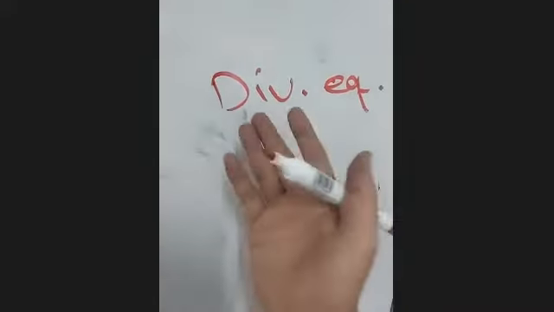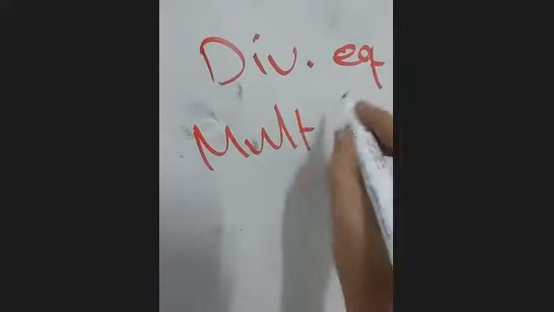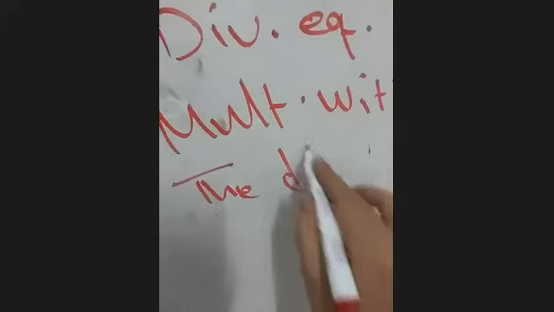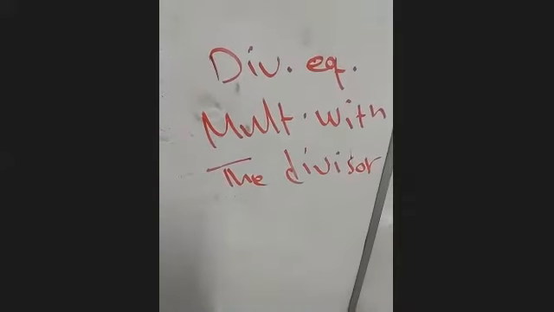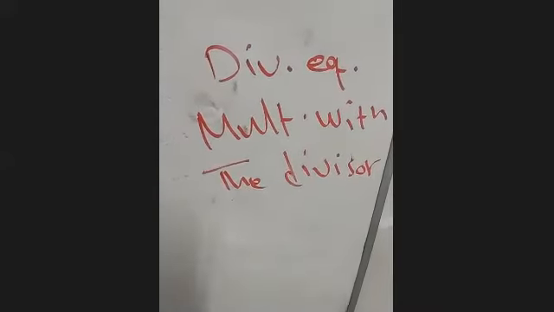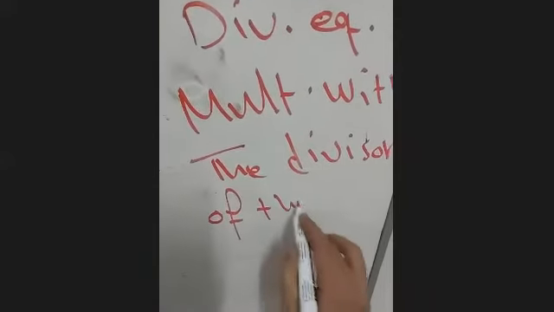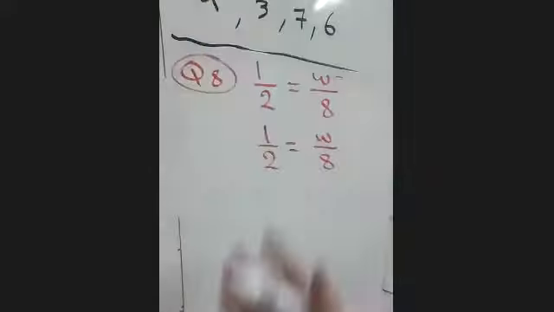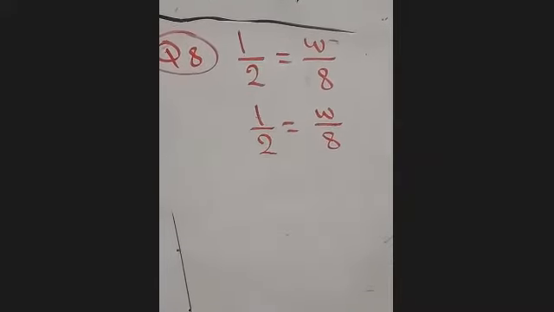Look here. If you have a division equation, what do we do? Multiply with the divisor of the variable. What is the variable here? W. What is the divisor of the variable? 8.